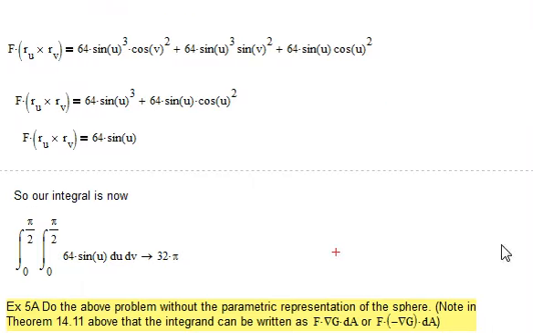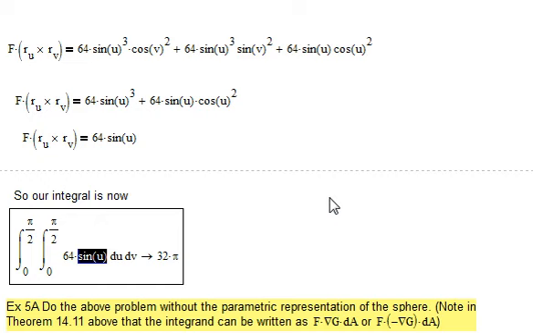So ultimately we come up with an answer of 32 pi. It's too easy to do that. Integrating sine of u du, we would get negative cosine of u evaluated between 0 and pi over 2, and that would be positive 64. Then integrating with respect to v, we would just get 64v, but v goes from 0 to pi over 2, so we would get 64 times pi over 2, which is 32 pi.